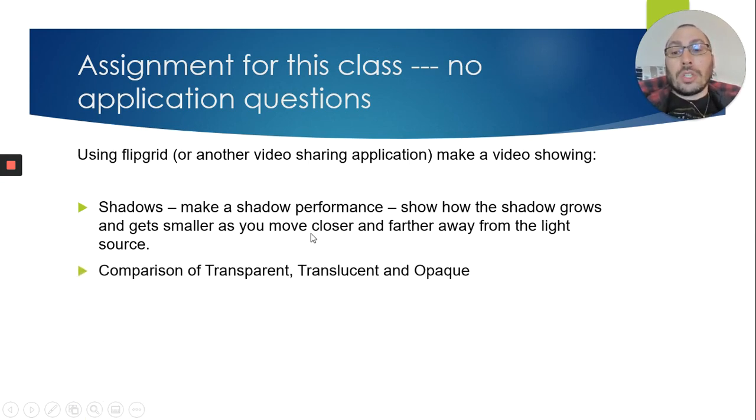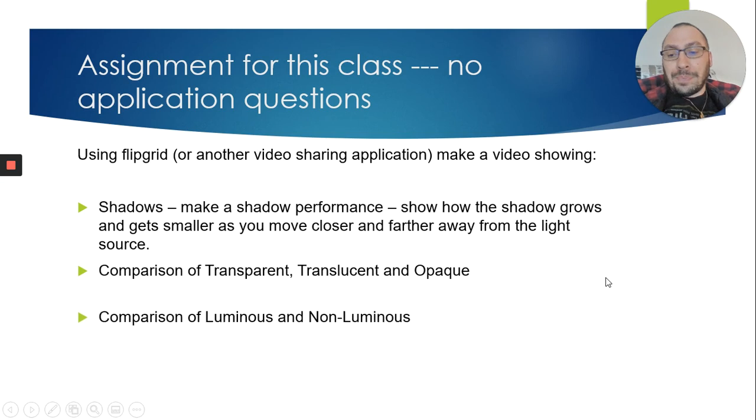I also want you to show me a comparison of transparent, translucent, and opaque objects just around the house. Don't overthink it. It could be very, very simple and straightforward. Something that allows all the light through is transparent. Something that allows some of the light through is translucent, and then opaque.